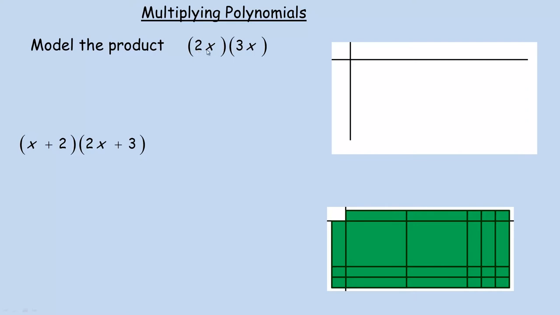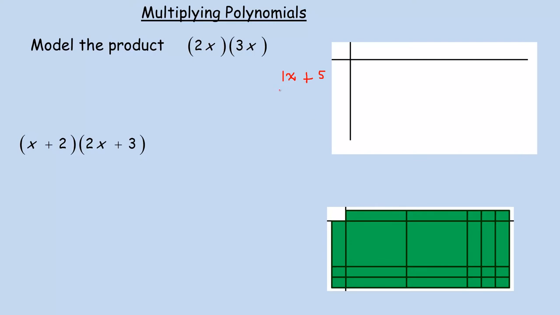a variable part and a coefficient. Even something as simple as a lone variable like x is a polynomial, because there is a coefficient part. It's 1x actually, and so that is a polynomial. Now, often there is more than one term. You know, x plus 5 is a polynomial.